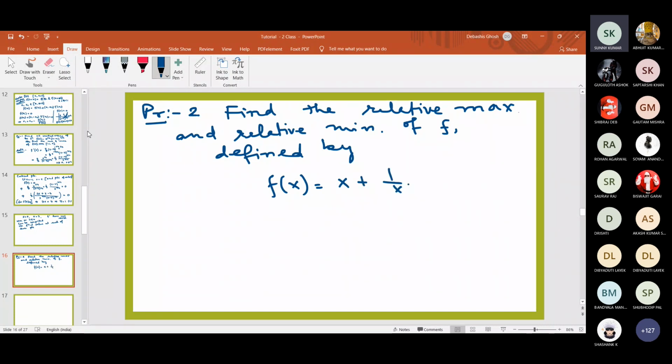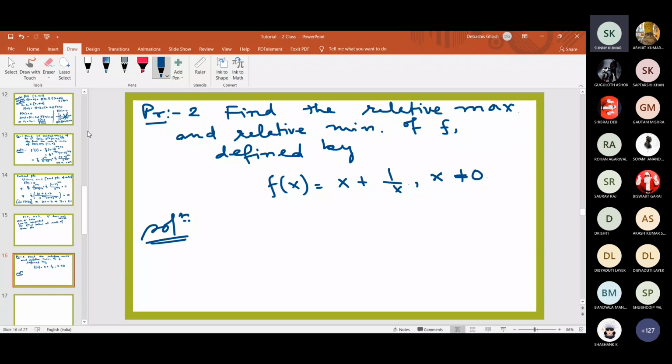Of course, this function is not defined for x equals 0. So for x not equal to 0, therefore 0 is not in the domain of f. So the solution we can say.